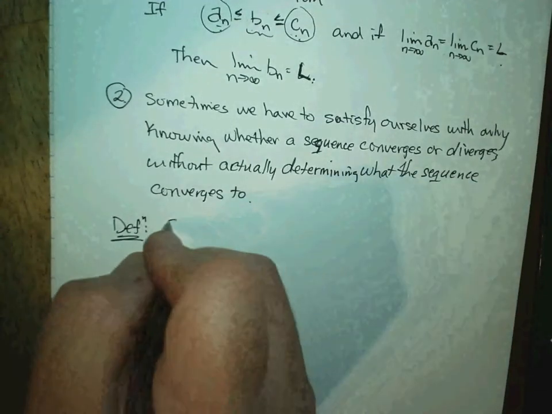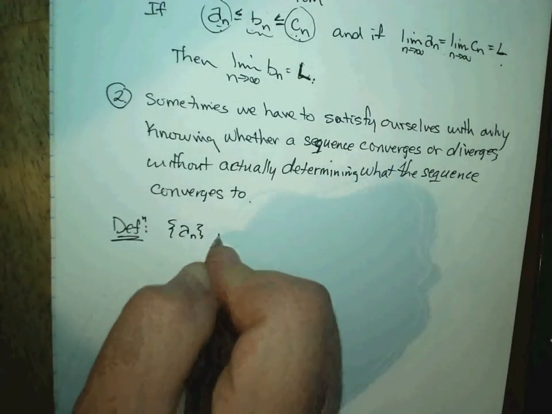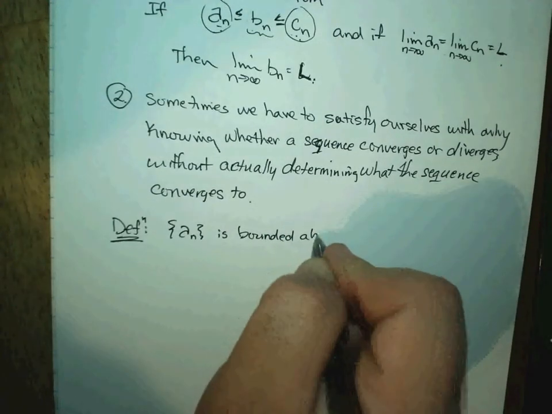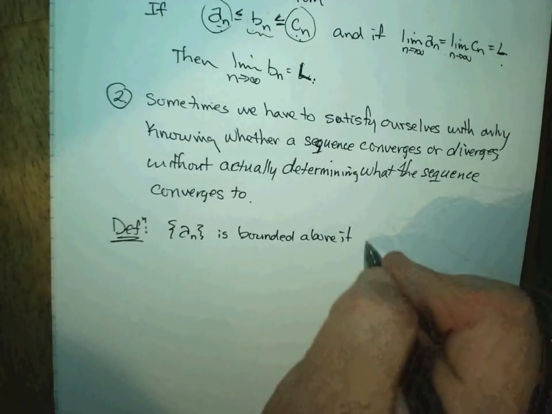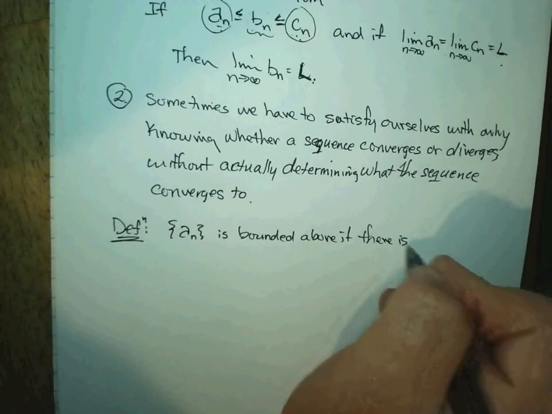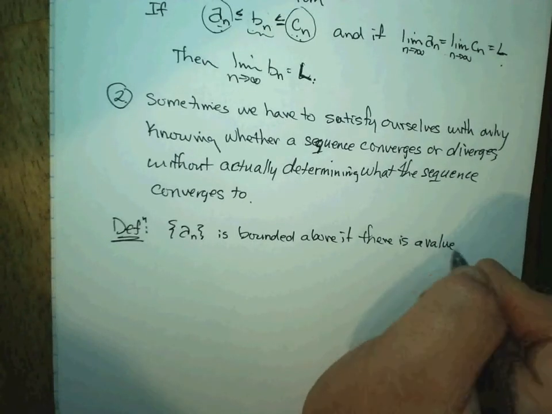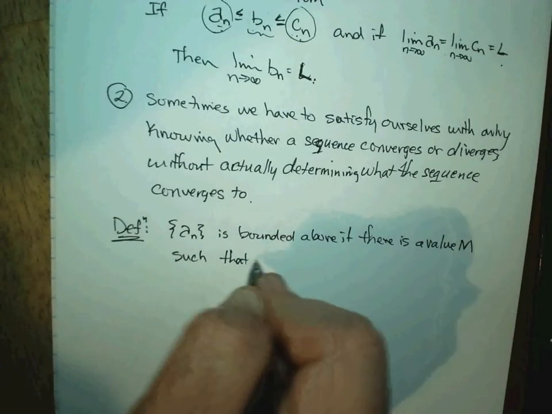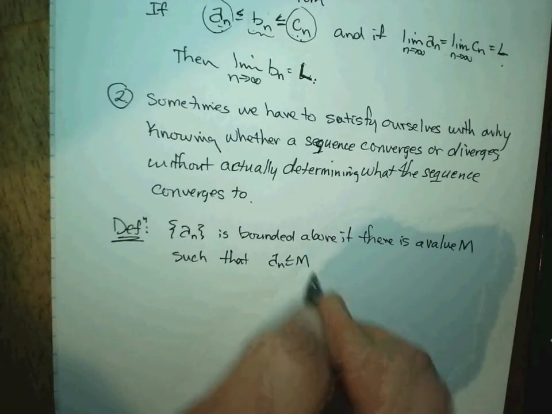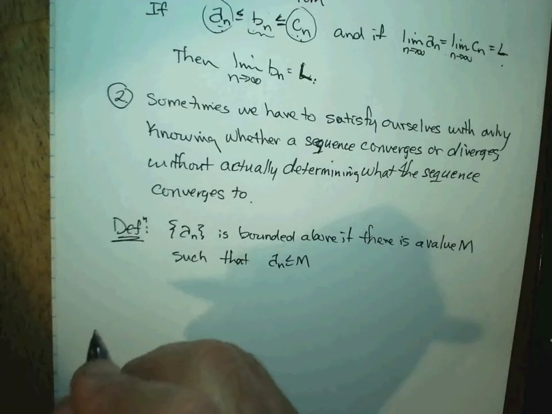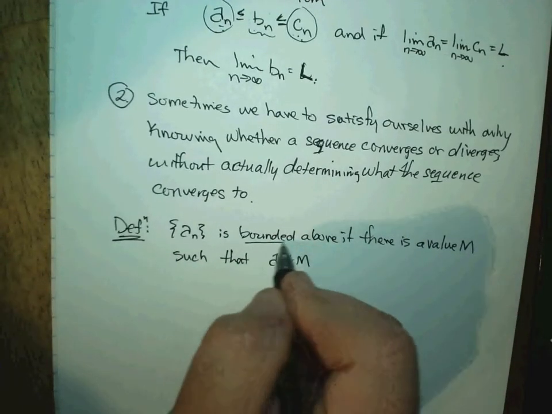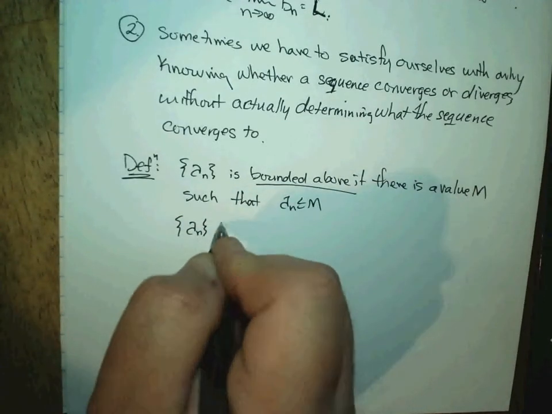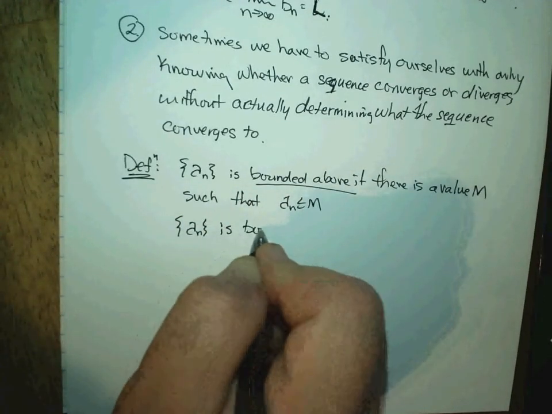So, definition. We say that a sequence is bounded above if there is a value called capital M such that a sub n is always less than or equal to that capital M value. Okay, so that's what bounded above means.